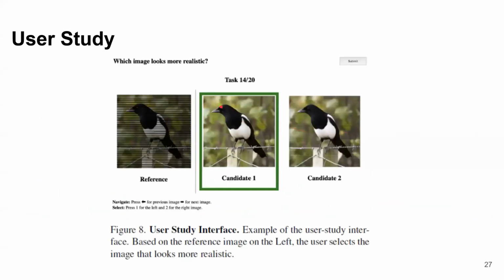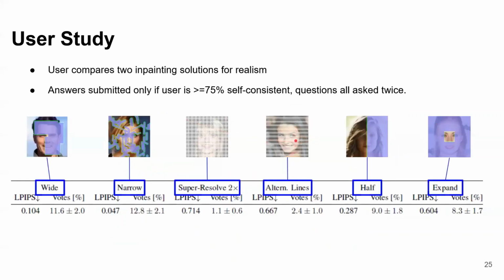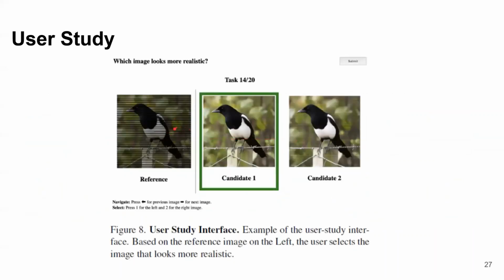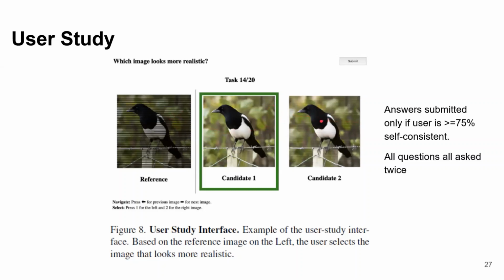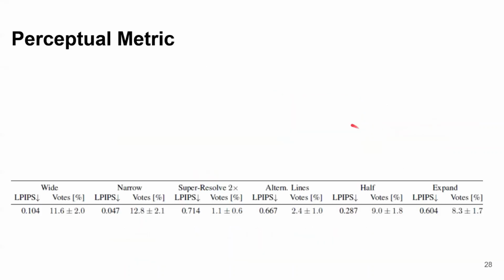So again, regarding the user study, they have a reference mask here. This one would be like the alternating lines mask, where they just have that as a reference. The user won't see that, but the user will be asked to compare these 2 pictures for realism. And here the user selected this one because the image is, of course, a lot more clear. This one still has some of the artifacts left over from the alternating lines mask. And they'll get asked these questions twice. And if they answer the same question the same way multiple times, and they're at least 75% self-consistent, then their answers are submitted to the study.